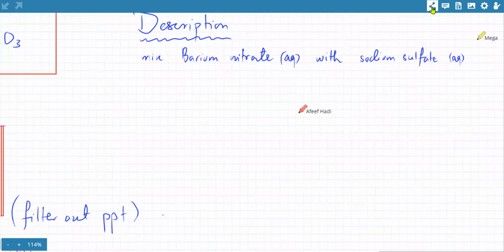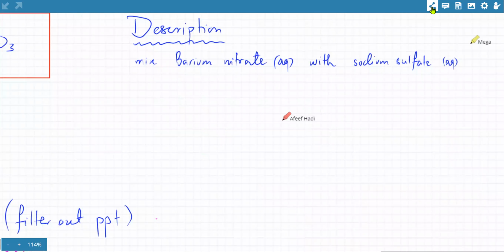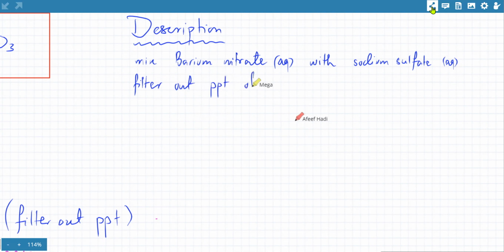As soon as you mix them, a precipitate of barium sulfate would form. You filter out the precipitate of barium sulfate, which is going to be a solid. And since it's insoluble, you can wash it. Wash the precipitate, you can clean it.